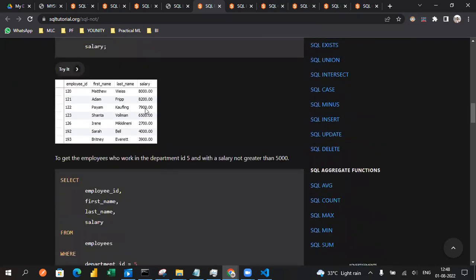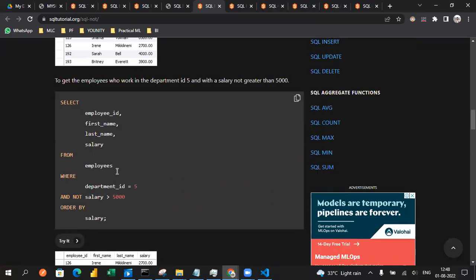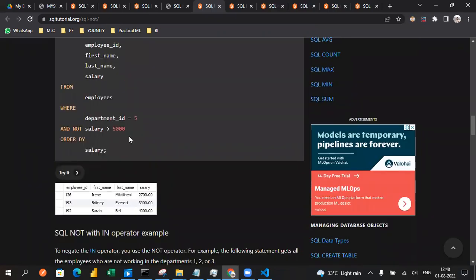I don't want some of the information to be used. Suppose you can see here, WHERE department ID is equal to 5 and NOT salary is greater than 5,000. At that time, I don't require whoever has a salary greater than 5,000, so it will end up with nothing. In the output results, whoever has a salary greater than 5,000, that means you require the less than, right? So I need the less than 5,000 results.